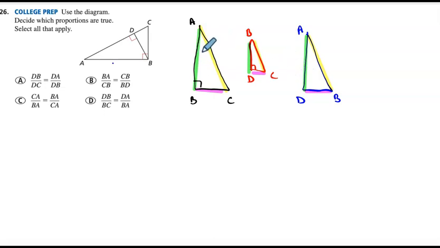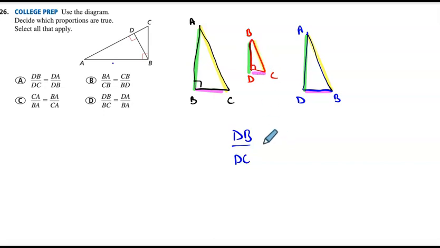There's some scale factor that connects AB to BD and AD. So if AB is the longest, I could get to AB by multiplying by a scale factor. For BD, I get to AD. So they're all similar. So let's check this first one. This one says DB over DC. So DB is this side. Okay, DB over DC. So they're doing a ratio of this green to this pink.